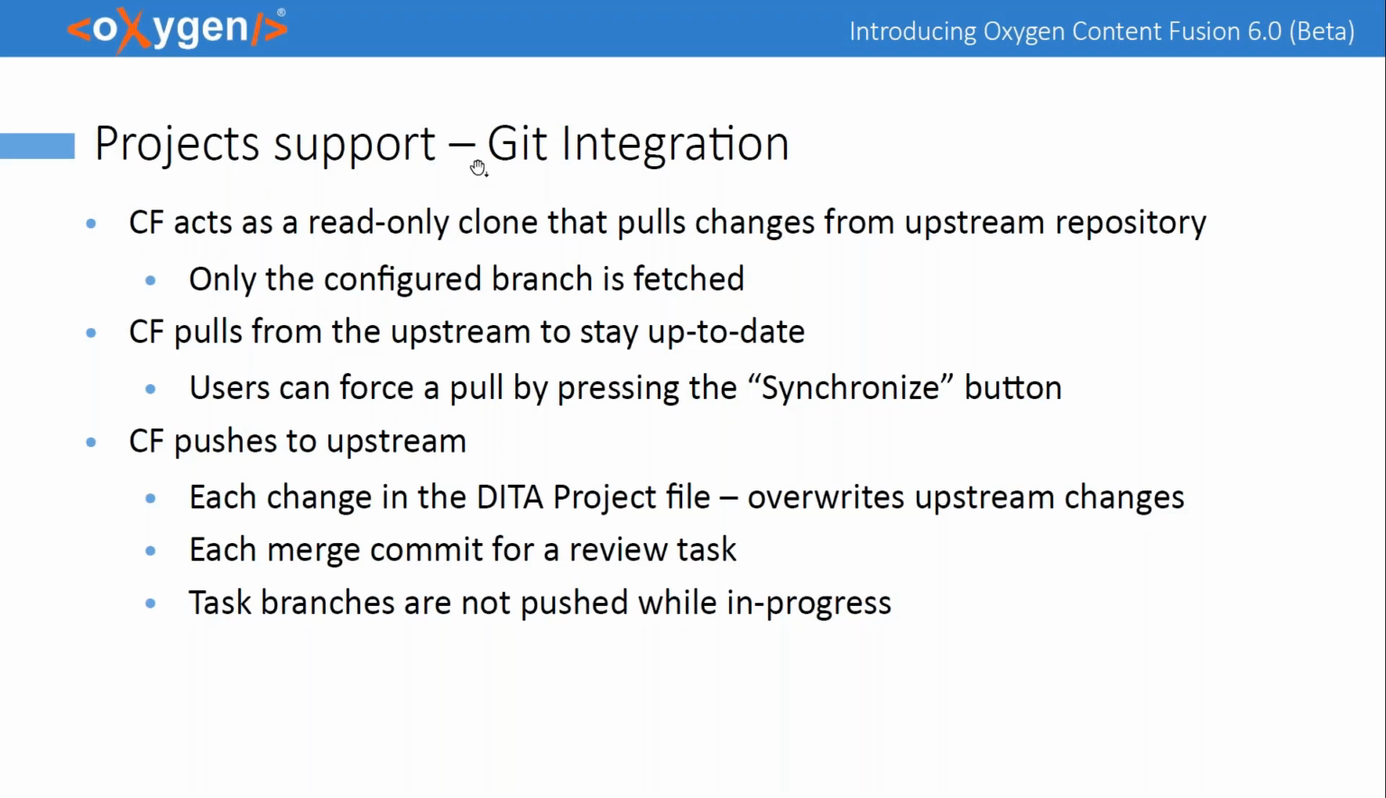Some more technical details about the Git integration is that Content Fusion acts as a read-only clone that pulls changes from the upstream repository. One limitation that we have right now is that only one branch of the project is synchronized. We plan to add at some point support to work with multiple branches.